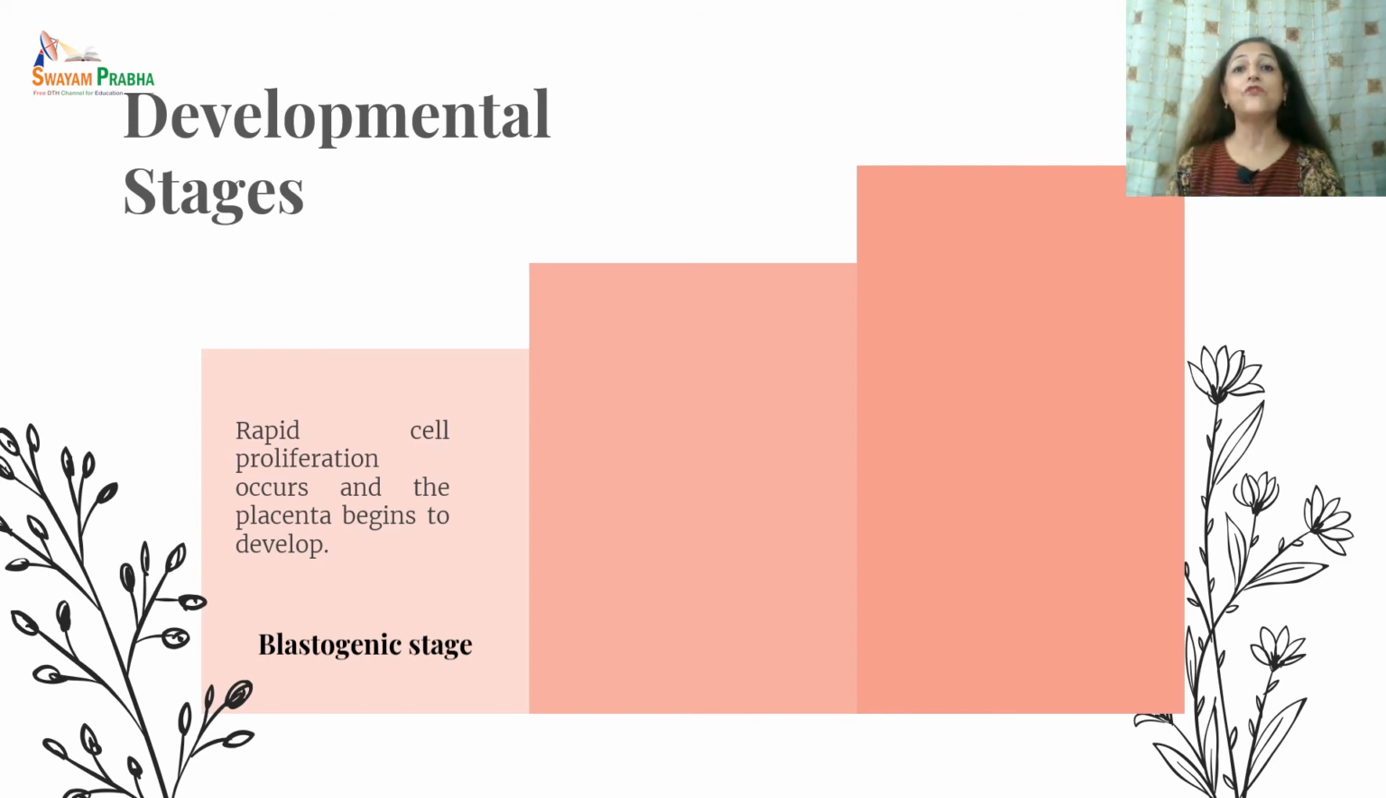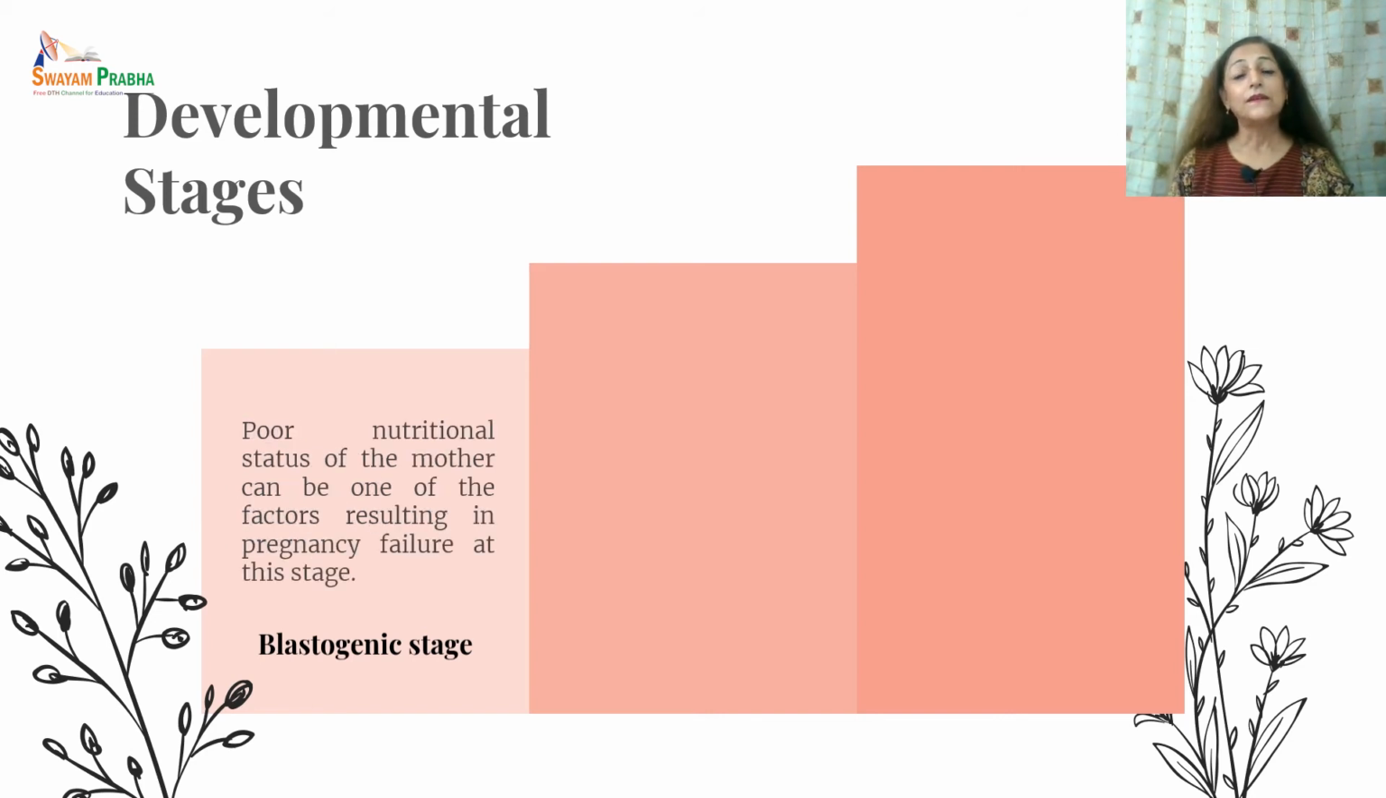That means the number of cells increases at a very fast pace, and the placenta begins to develop in this stage. The poor nutritional status of the mother can be one of the factors which results in pregnancy failure at this stage. So this is a very, very important stage when it comes to sustenance of the pregnancy.